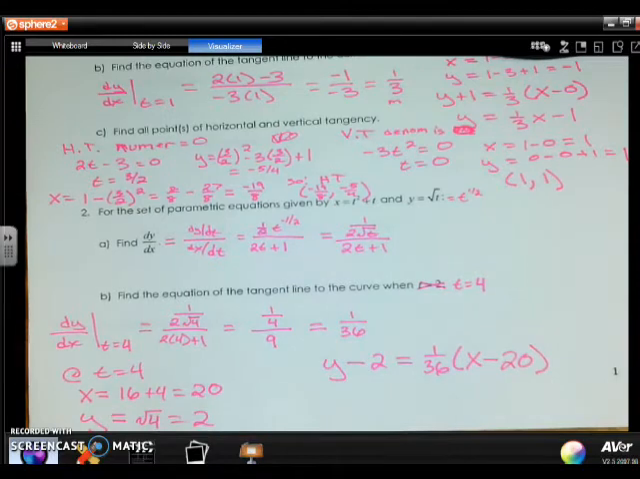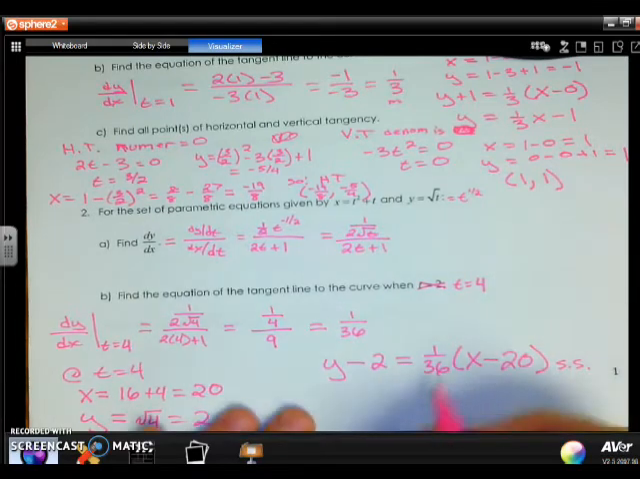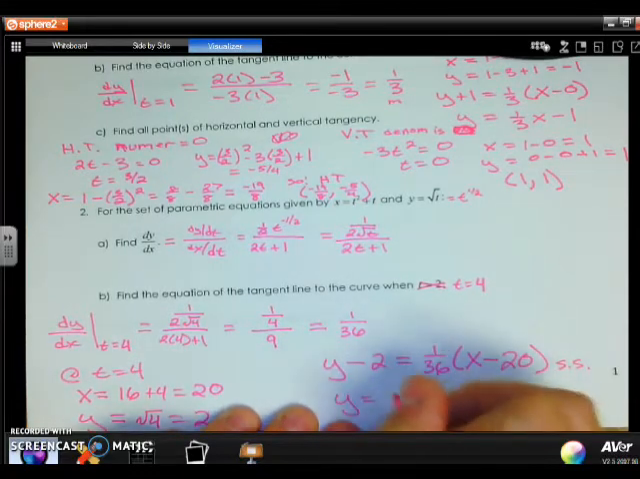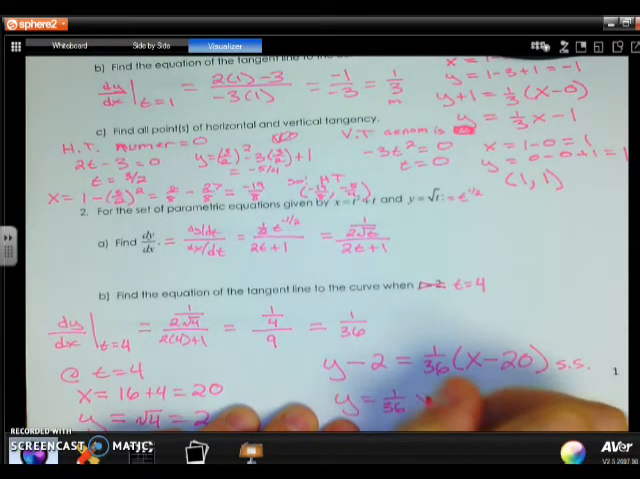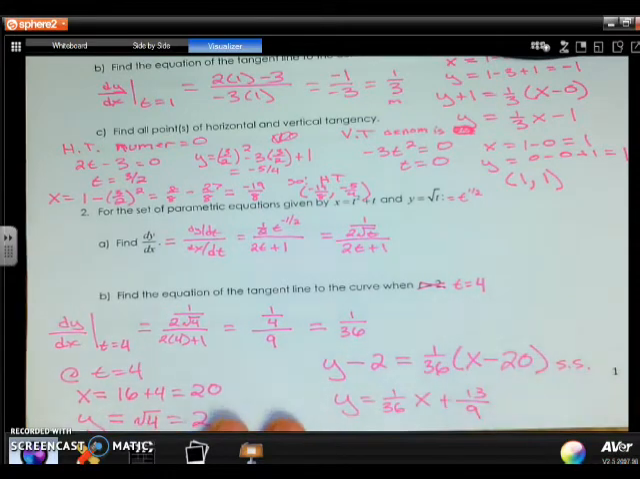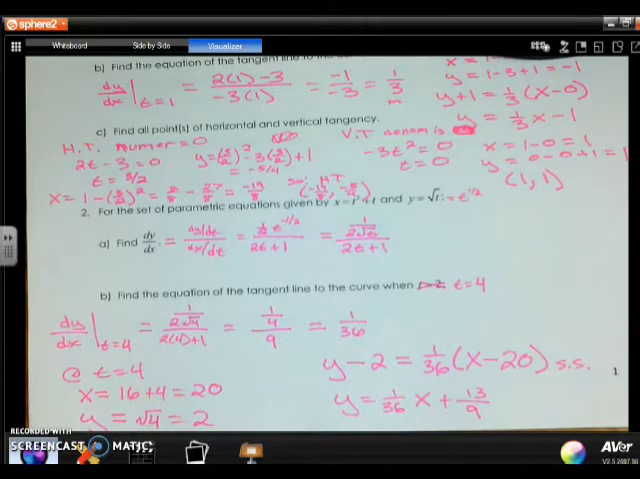I would highly recommend safe stopping that. Okay, I would safe stop this right here. If you insist and you really want to distribute the 136, distribute this over there and then move the 2 over, I believe the final answer you would get would be something like 136x plus 13 over 9. Okay. So there is page 1 of the Unit 7 review.